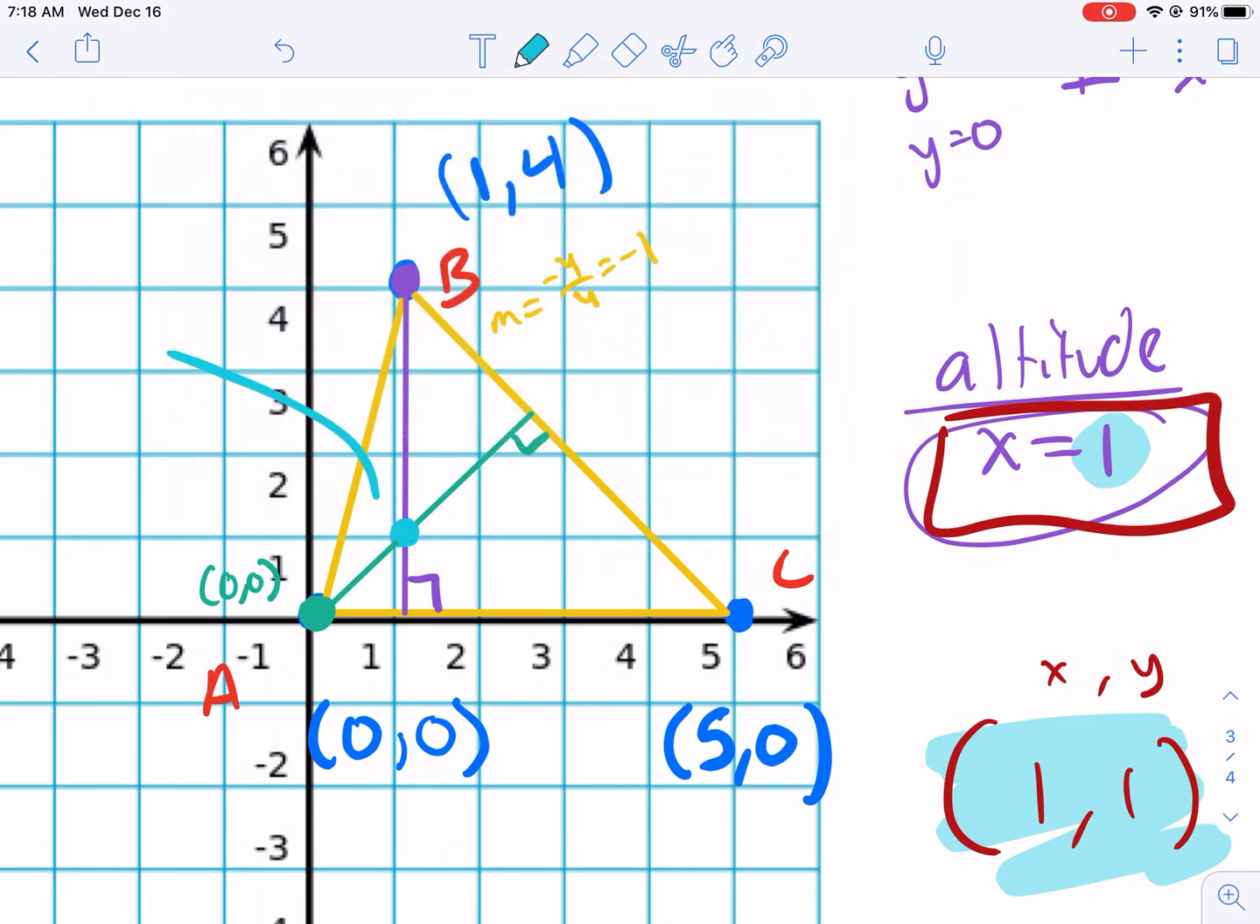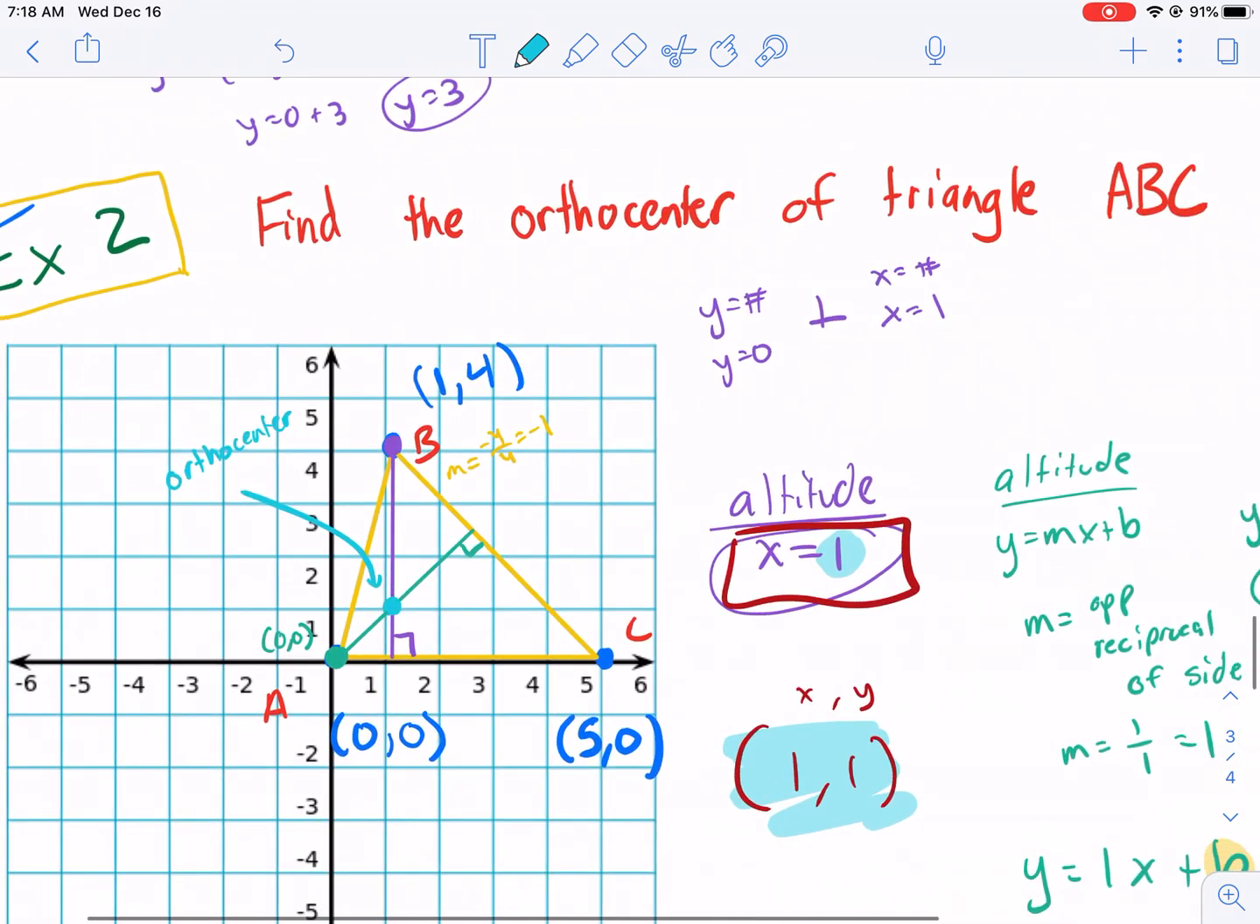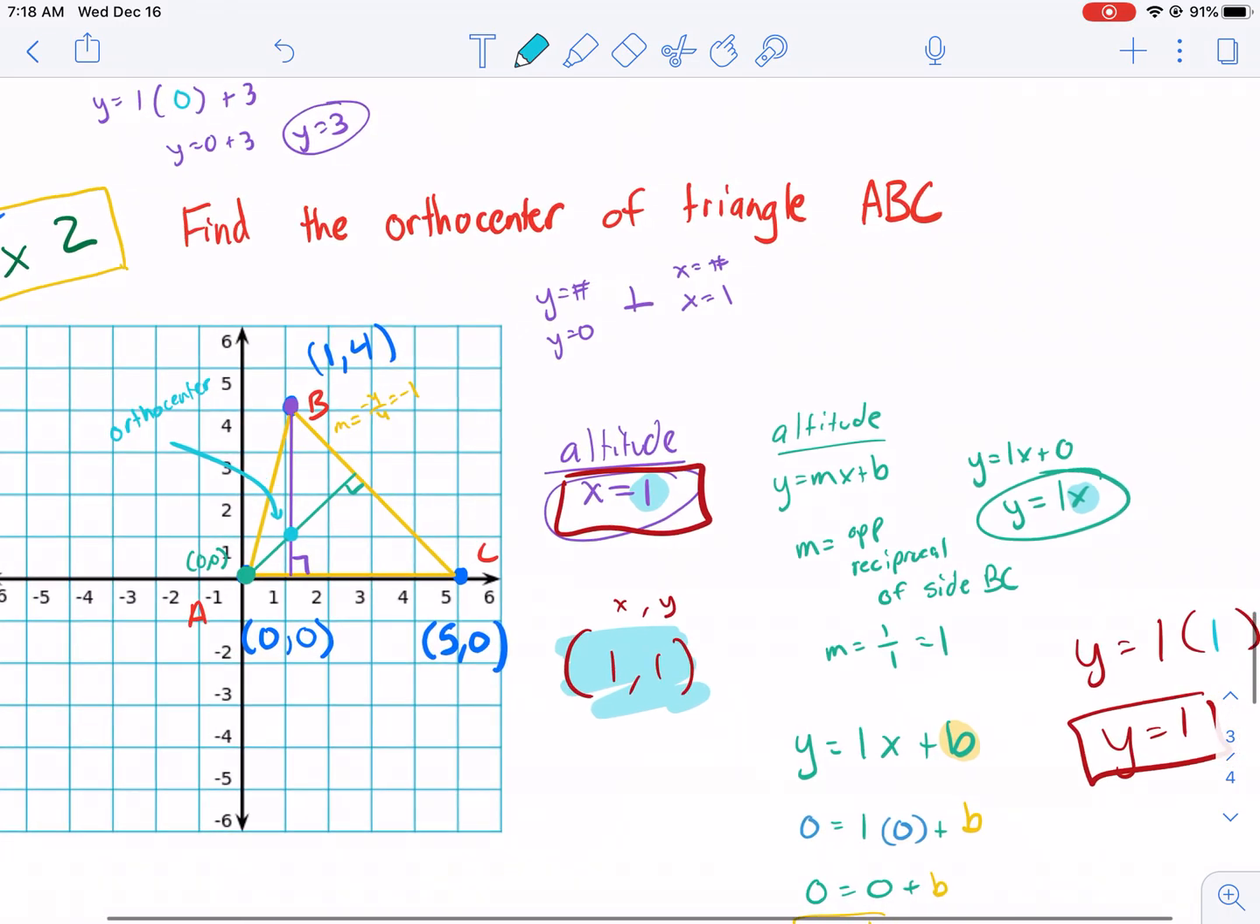So I hope you guys enjoyed this video. At least you got to see a lot of things here: slope, finding the equation of a line, finding perpendicular lines, finding the orthocenter, using a system of equations. Lots of things in this video.